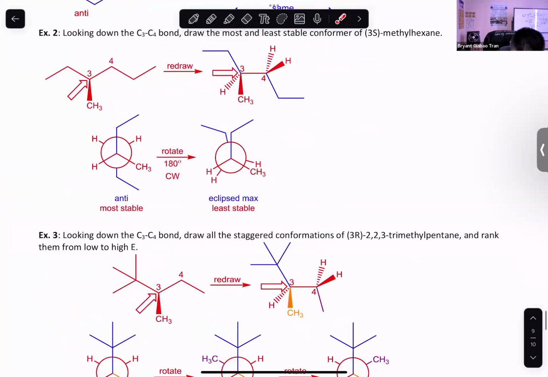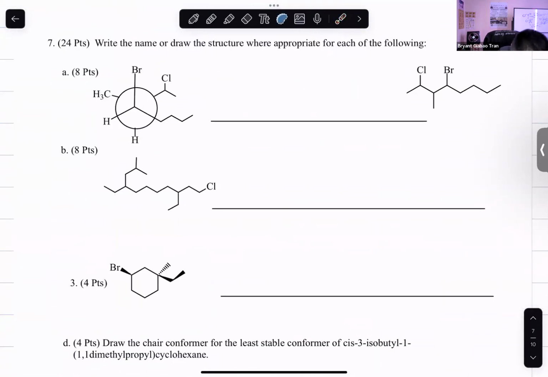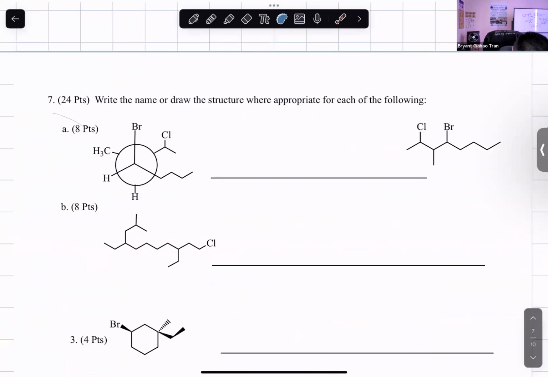So for this Newman projection right here, let's convert it into bond line form.